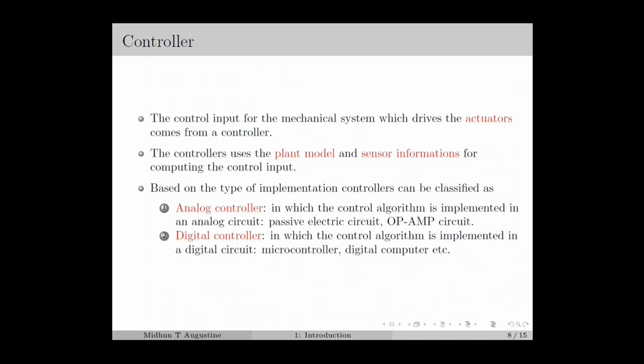In general, controllers are algorithms that use the plant model and sensor information for computing the control input. Based on the type of implementation, controllers can be classified as either analog controller or digital controller. In analog controller, the control algorithm is implemented in an analog circuit such as passive electric circuit, operational amplifier circuit, etc. Whereas in digital controller, the control algorithm is implemented in a digital circuit such as microcontroller, digital computer, etc.